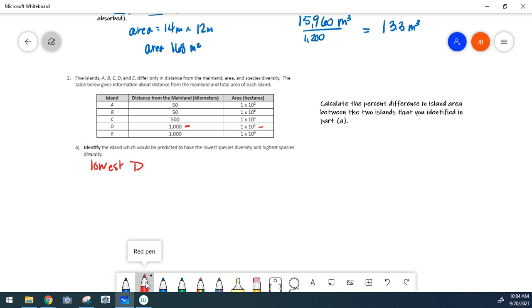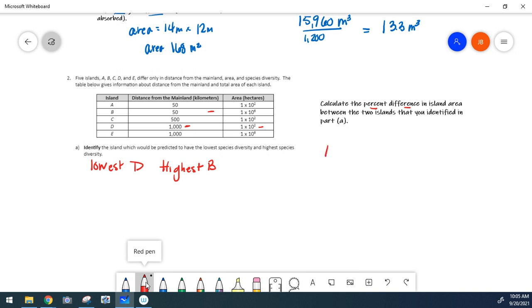And the one that's going to have the highest is going to be largest and closest. So the closest one and the largest one is going to be B. So we'll say that. Then it says calculate the percent difference in island area between the two islands that you identified. Okay, so this one's a little bit different. So we're going to do the difference, the percent difference, over the average and times 100 to do this one.